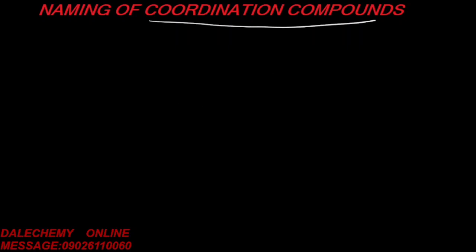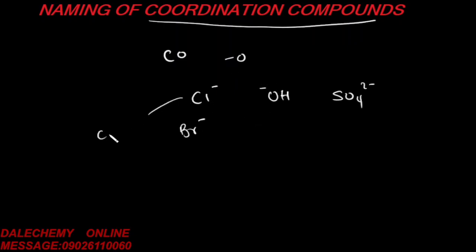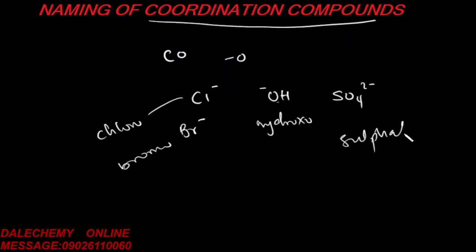Then the next one is that anionic ligands are to end their name with O. CO is just carbonyl, it's not really an anionic ligand. Anionic ligands are the ligands having negative charge, like OH minus, SO4 2 minus, and their likes. You can have Br minus too. So you end their name with the suffix O. So this one becomes chloro, this becomes bromo, this becomes hydroxo, and this becomes sulfato. It was sulfate before, so it becomes sulfato.